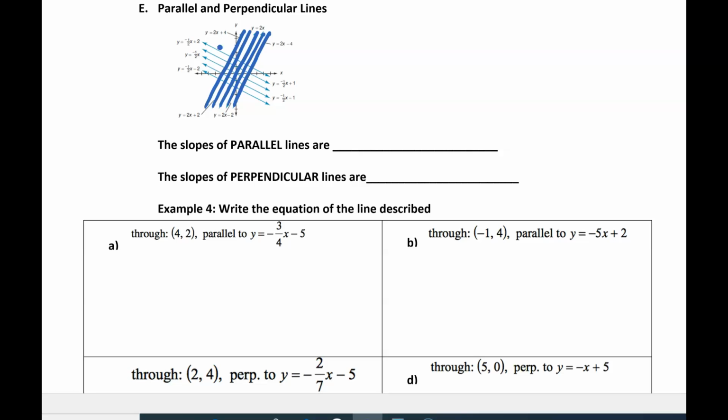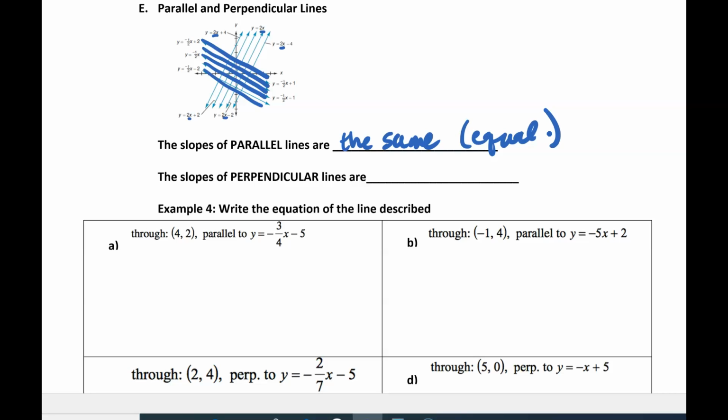Similarly, if you were to look at these lines that are all parallel, look at those equations. See if you can figure out what's similar about those. Those all have the same slope of -1/2. These equations all have the same slope of 2. So the slopes of parallel lines are the same, or equal.